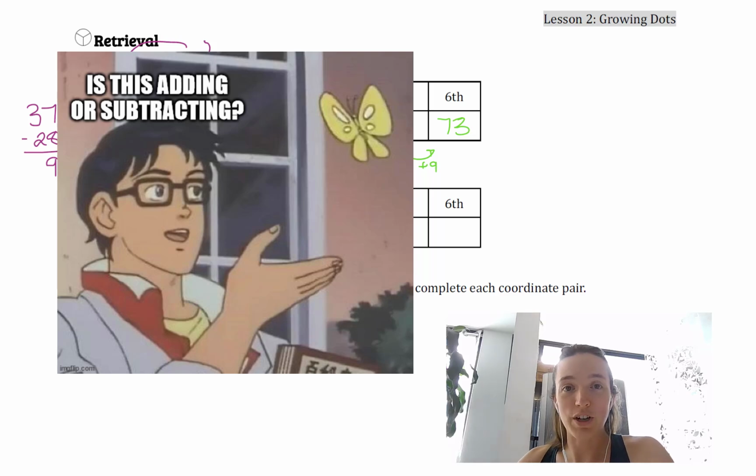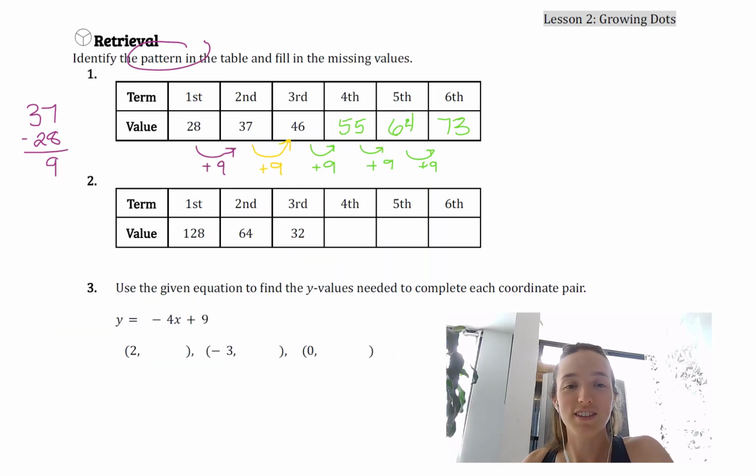So now number 2, I'm going to start the same way. Is this adding or subtracting? That'd be great if it was. So let's see, 128 to 64. If I don't feel like doing that in my head, I could just do 64 minus 128. I get negative 64. Okay, clearly this is going down. We're going from 128 to 64. So minus 64. Let's see if that pattern continues.